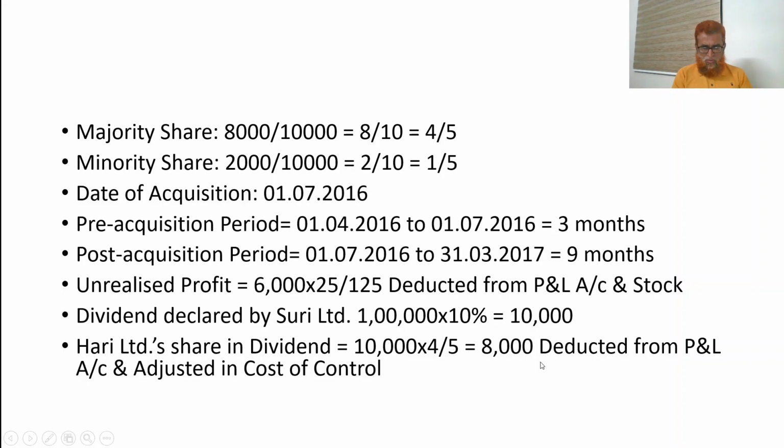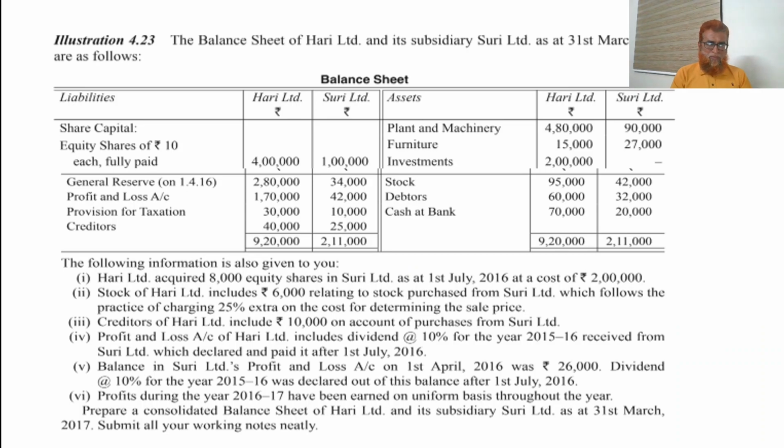What is the adjustment to be done? Deduct this 8,000 from the profit and loss account, and also adjust it in the cost of control. From the cost of control also this 8,000 should be deducted. Okay. Then the next point is profit during the year 2016-17 has been earned on a uniform basis throughout the year.